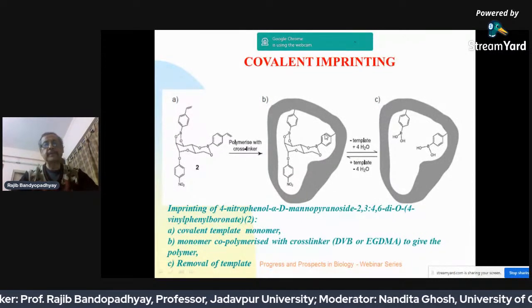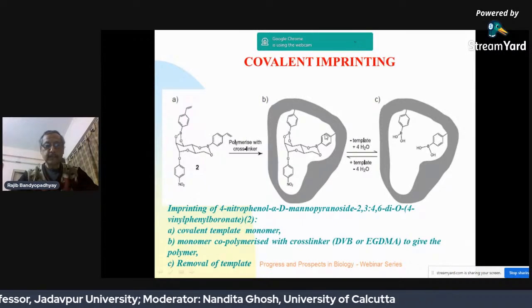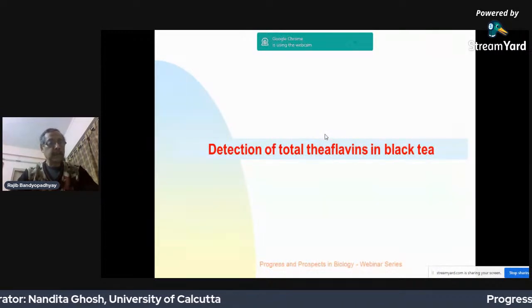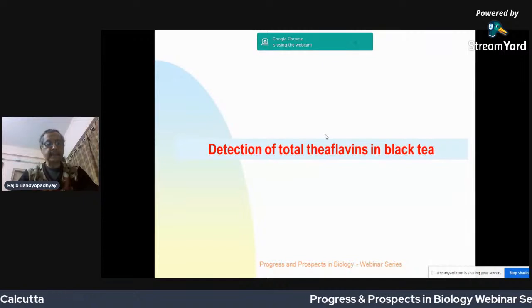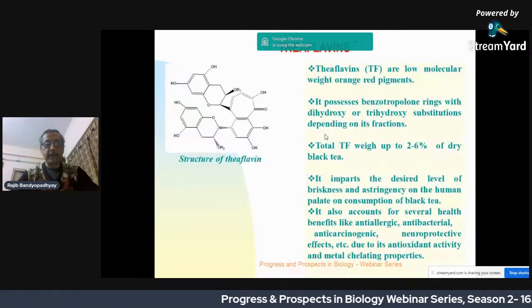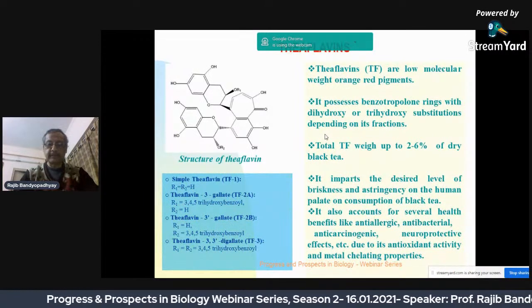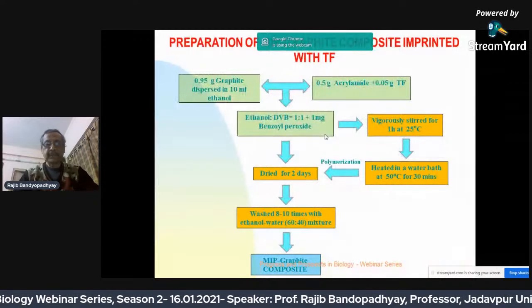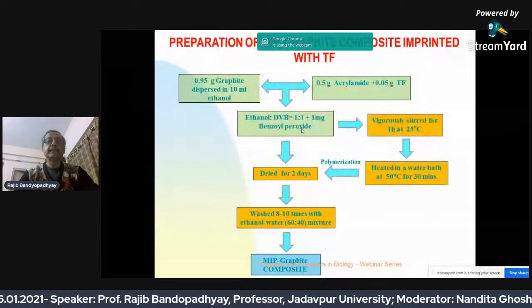There are different types of molecular imprinting technique, and we have explored them to develop some sensors. For example, we have developed these theaflavin sensors for black tea. And theaflavin is a very important biomarker. You see, this is the structure of this theaflavin, and we have developed this theaflavin sensor, a molecular imprinting theaflavin sensor.